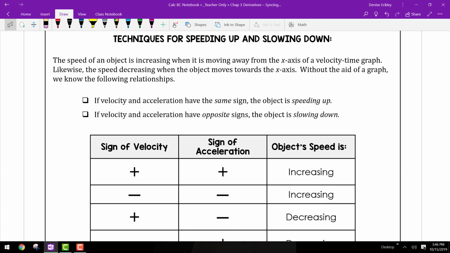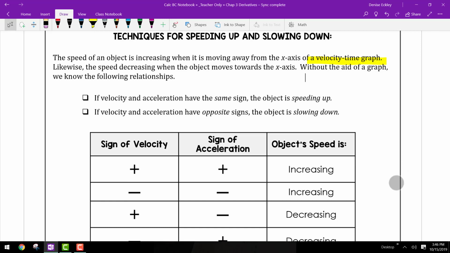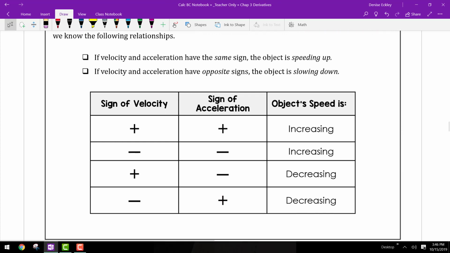The speed of an object is increasing when it's moving away from the x-axis of a velocity time graph. Now you want to make sure that you notice that this says a velocity time graph. Likewise, the speed is decreasing when the object moves towards the x-axis. Without the aid of a graph, we know the following relationships. These can be a little much, but once you work with them a little bit, it's no big deal at all. So the big thing to remember are these two statements right here.